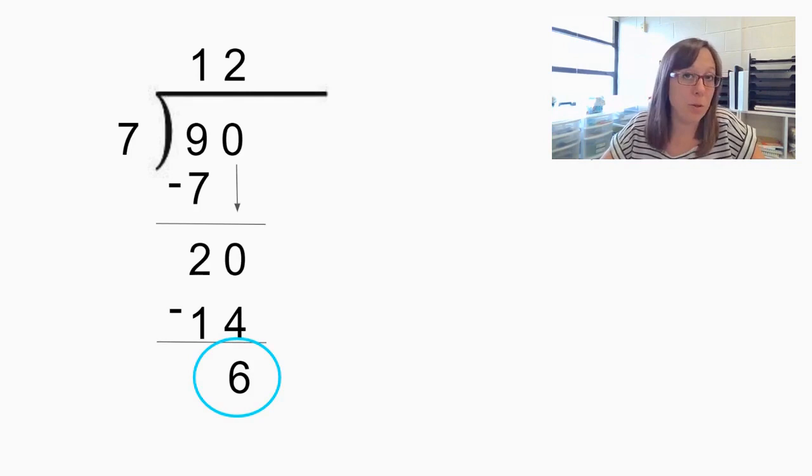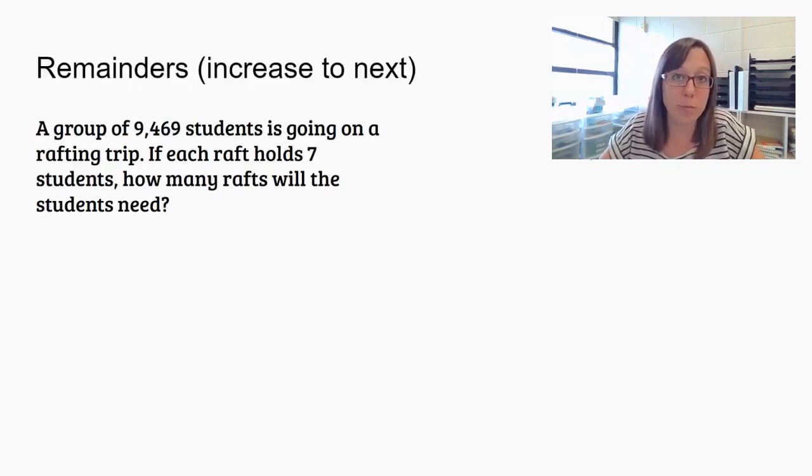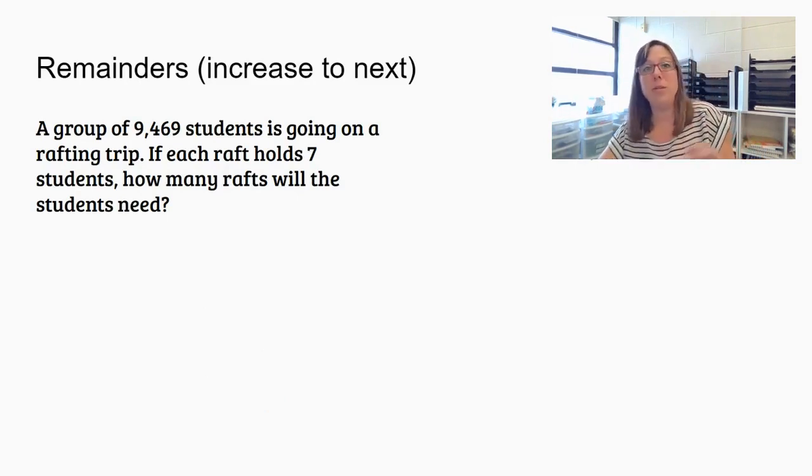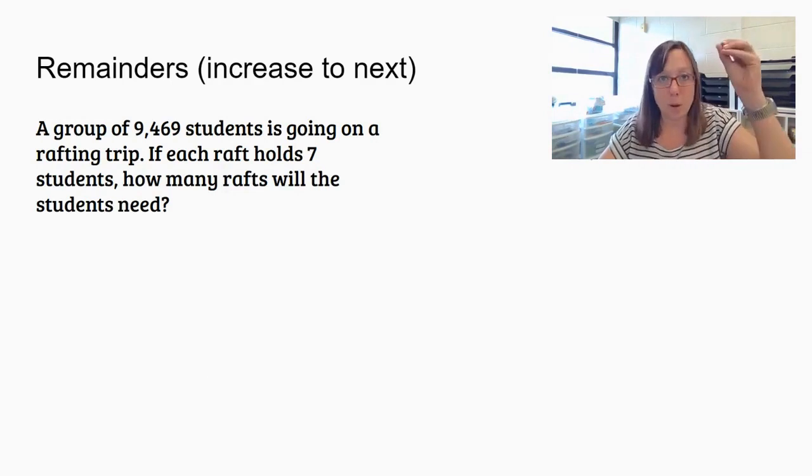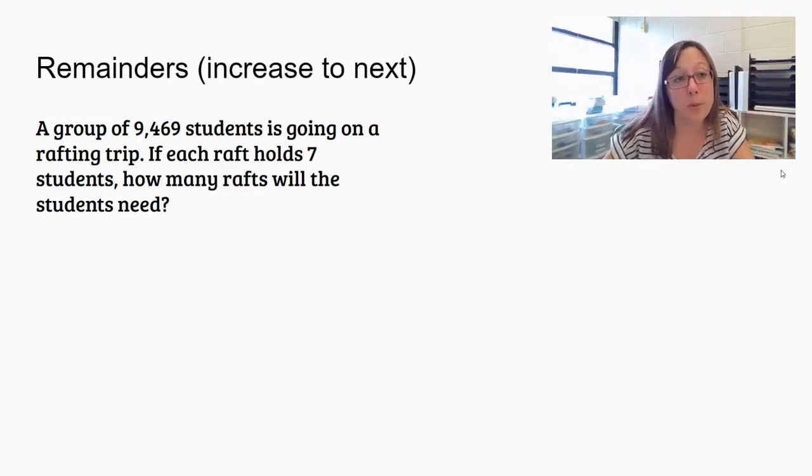Sometimes when you're solving division word problems and you get a remainder, you actually need to use that remainder to increase your answer to the next whole number. For example, a group of 9,469 students is going on a rafting trip. Each raft holds 7 students. How many rafts will the students need?